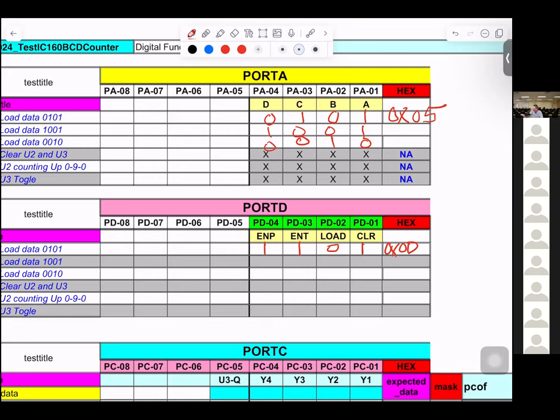13, yeah. Okay, then you load 1001, number 9. That will be 0809, right? Right. That will be 0010, 0802. Clear U2, U3. Okay. I think N, P, and D will be a one here. Clear, we don't care about that. Clear will be zero. So that will be 08, 0E.